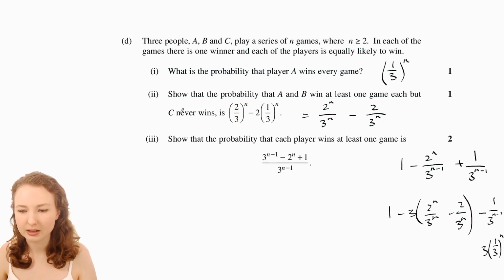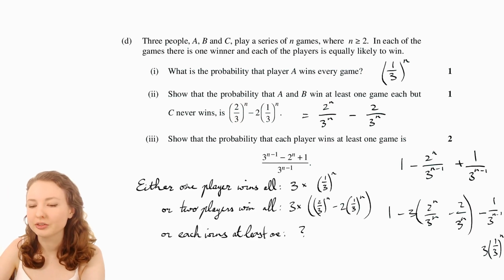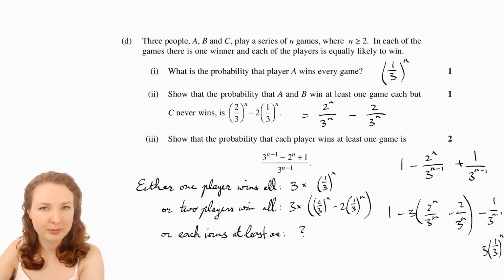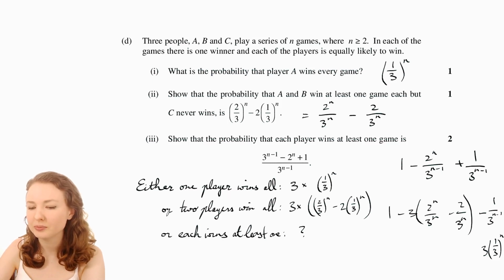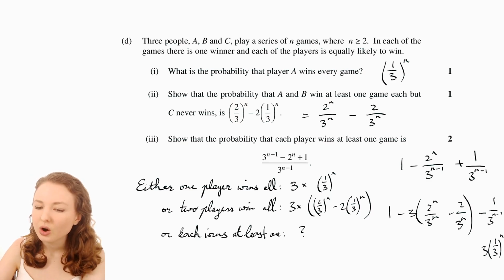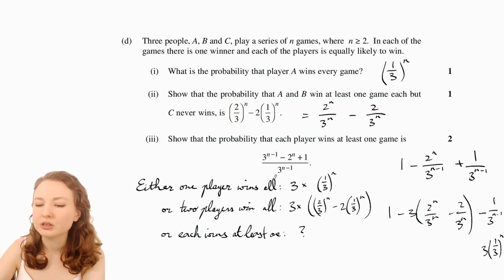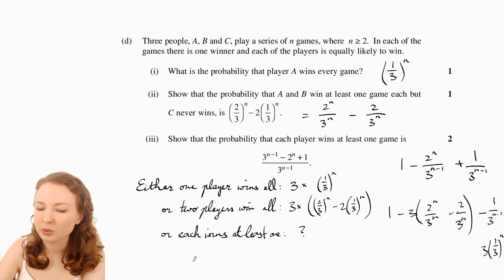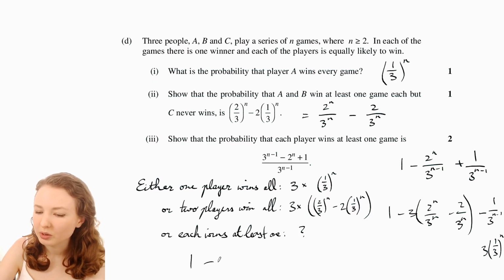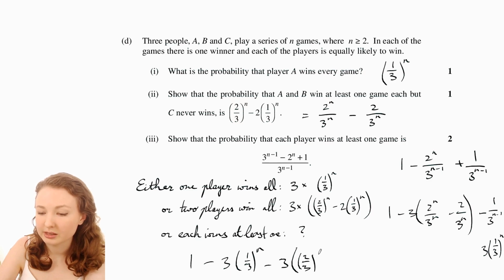So you could say something like, the 3 possibilities are that either one player wins every single game, and the probability of that is 3 times 1 on 3 to the n, or 2 players win all the games, and that's 3 times 2 on 3 to the n minus, yeah, that bit from part 2. Or each player wins at least 1 game, and that's what we're trying to work out. So if these are the only 3 possibilities, then this one is going to be 1 minus the other 2. So we want 1 minus 3 times 1 on 3 to the n minus 3 times the 2 on 3 to the n minus 2 times 1 on 3 to the n.